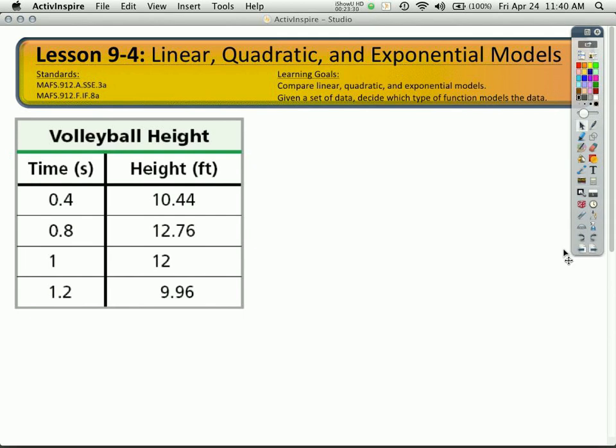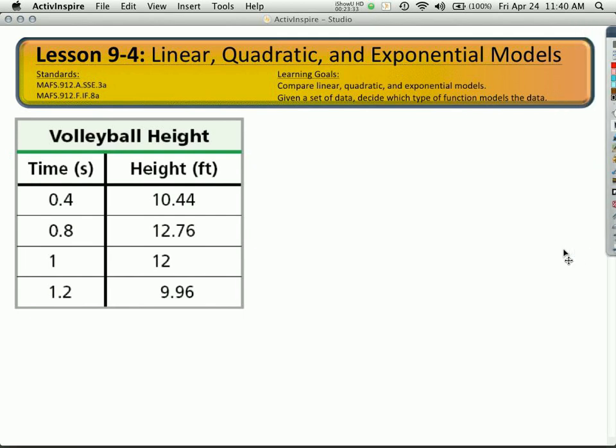So what makes it difficult to tell? Emily? All the x values are different. Well, they're all different, yeah. The differences between them are different. Okay, so the differences are different. So it's not constant, and so that kind of throws us off.